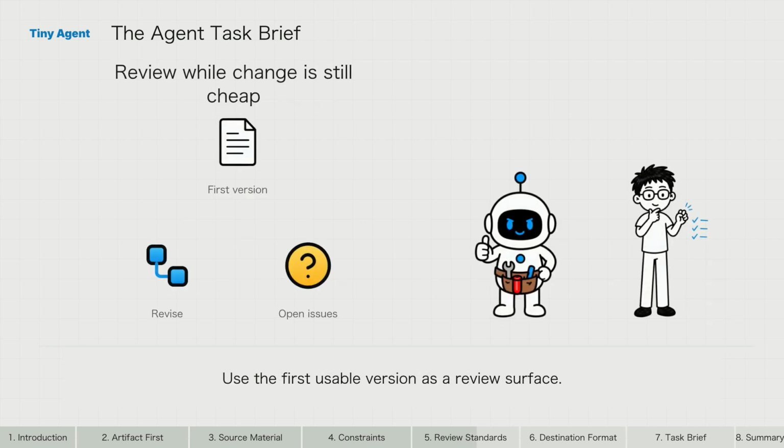Use the first usable version as a review surface. Do not wait for a polished final answer to discover that the goal was misunderstood. Early review should expose open questions, conflicting sources, and assumptions while they are still cheap to change.